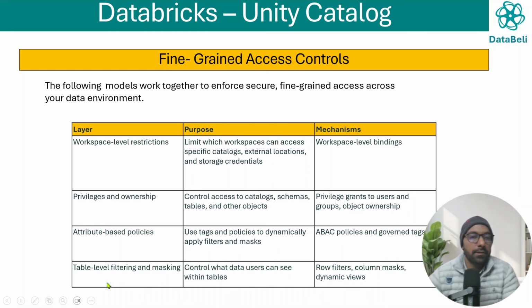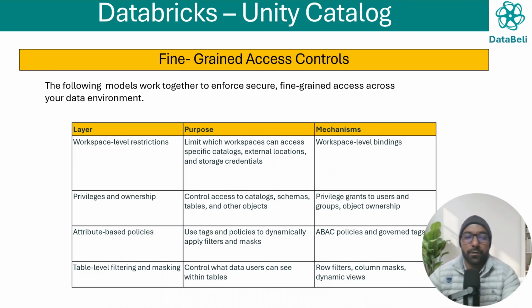And the last one is table level filtering and masking. For each table also, we can define row filters, column masks, dynamic views and all, where we can control what exactly data shall be shown to a particular group of users. And all these different layers work together to control the access in the most granular way. So let's get a quick glance.